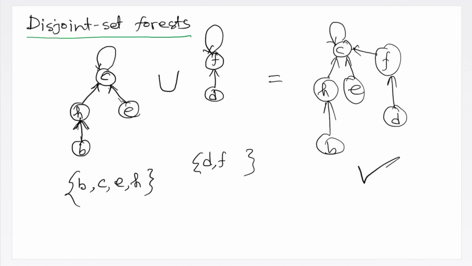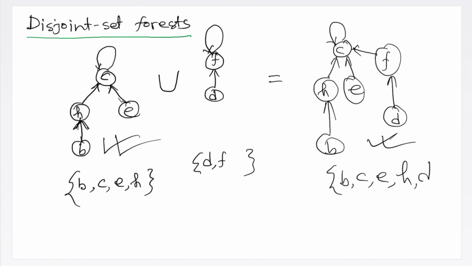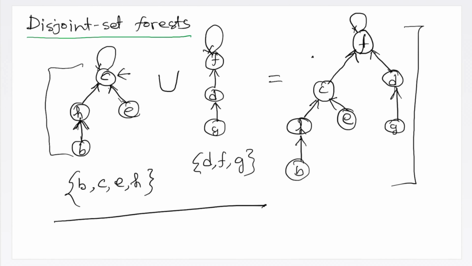Notice that this tree has the same height as this one. In this combined tree, the set will be B, C, E, H, D, F. All the elements of these two sets. So far, we have seen two situations. In the first situation, we had two trees of equal height and the combined tree had one more level than any of these given trees.